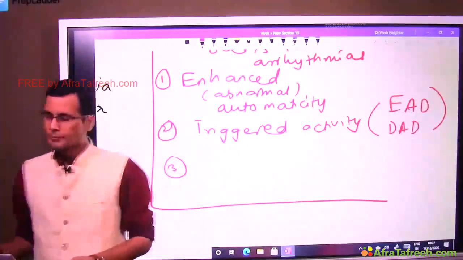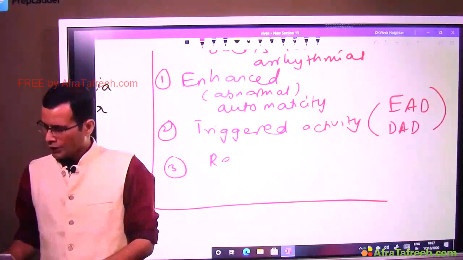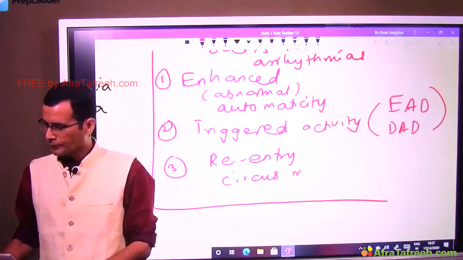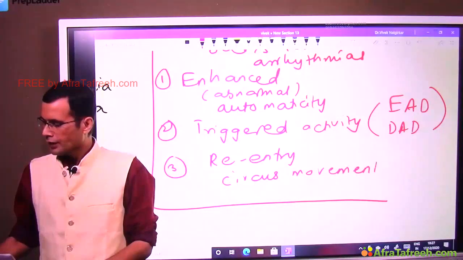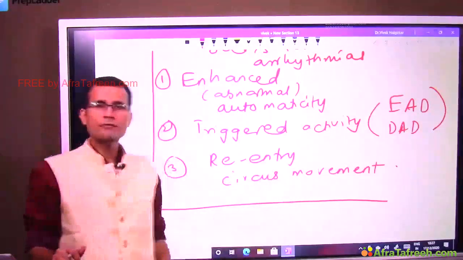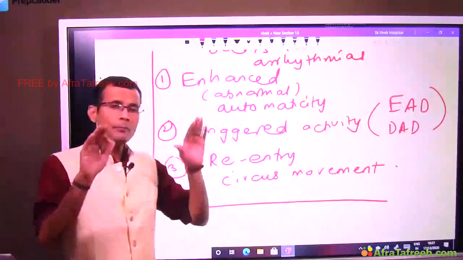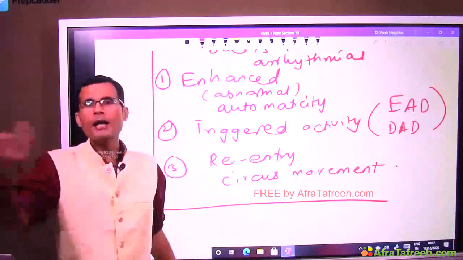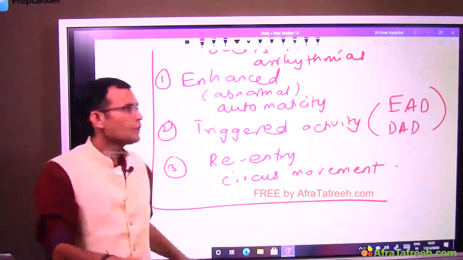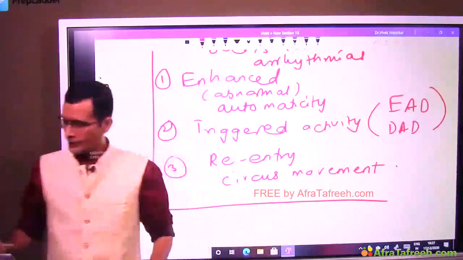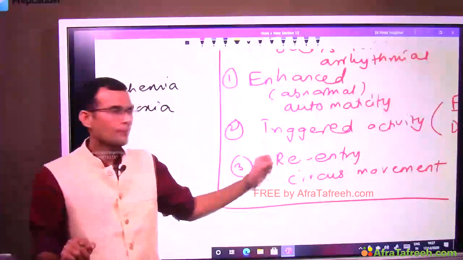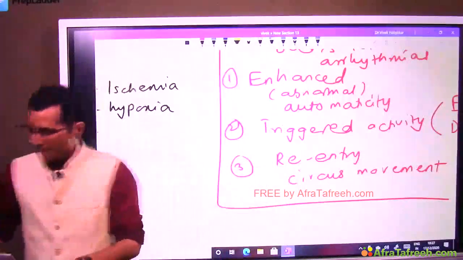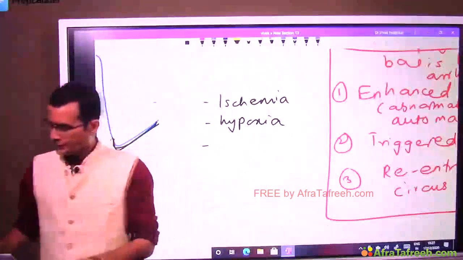And the third basis is re-entry of impulses and circus movement. Re-entry and circus movement. That's the third reason for arrhythmia. So there are only 3 pathophysiologic bases for arrhythmias. When arrhythmia happens, the pathophysiology is one of these 3. We have seen the first one. We will discuss the other 2 in due course of the discussion. But remember these 3 things.